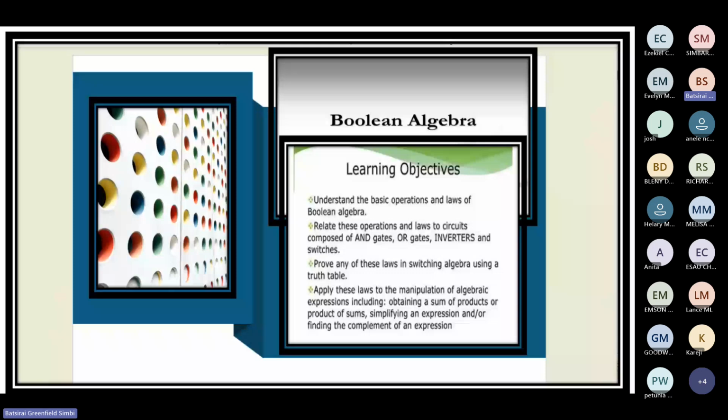Evening, everyone. So I'm going to present on Boolean algebra. Our learning objectives are: understand the basic operations and laws of Boolean algebra, relate these operations and laws to circuits composed of AND gates, OR gates, inverters, and switches. Prove any of these laws in switching algebra using a truth table. Apply these laws to the manipulation of algebraic expressions, including obtaining a sum of products or product of sums, simplifying an expression, and or finding the complement of an expression.